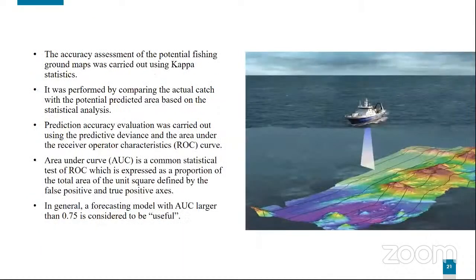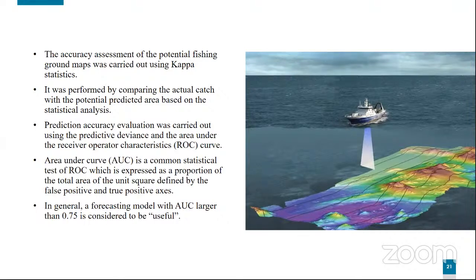So, lepas kita guna statistical analysis dan kita produce the predictions of fishing ground, kita perlu ada accuracy assessment. Okay, so the accuracy assessment of the potential fishing ground maps was carried out using kappa statistic. So, it was performed by comparing the actual catch with the potential predicted area based on the statistical analysis.